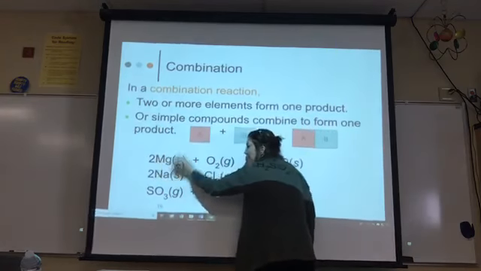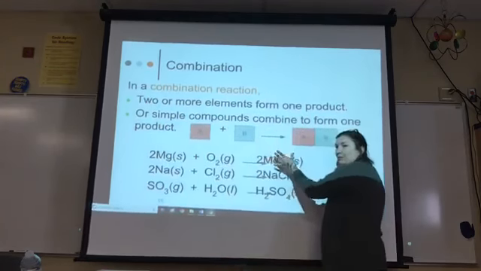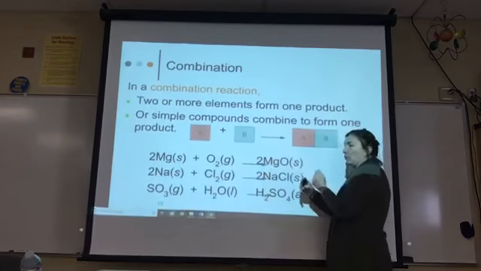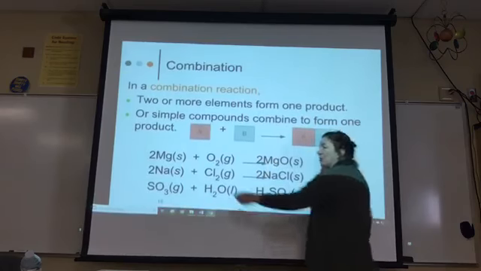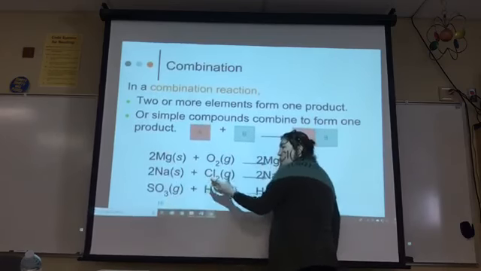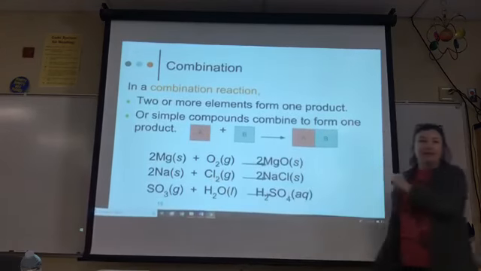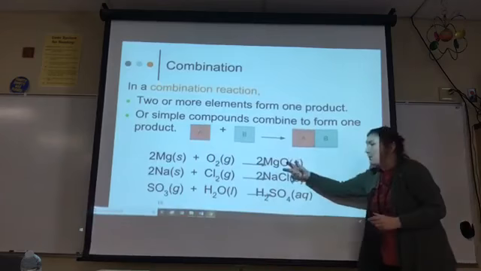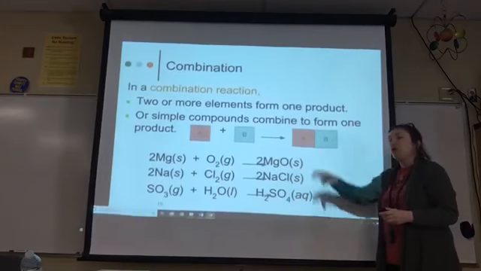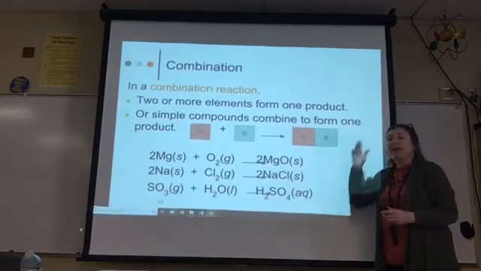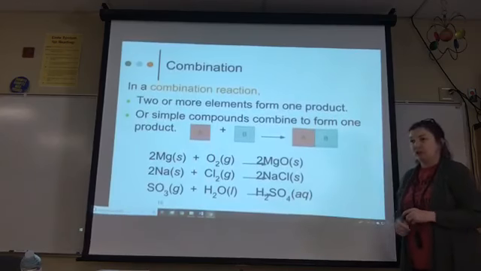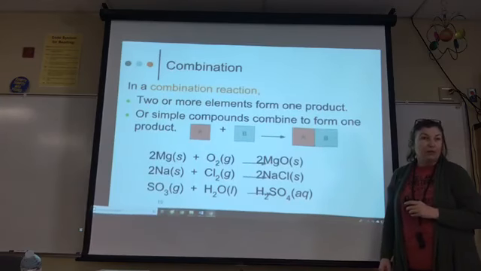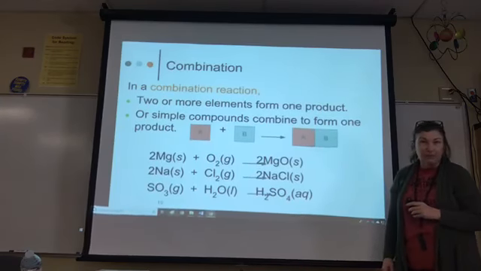So magnesium plus oxygen makes magnesium oxide. Sodium plus chlorine makes sodium chloride. Now here's a couple of compounds. Sulfur trioxide plus water yields sulfuric acid. So the thing they all have in common: one product, one product, one product. When you see one product being formed, it must be a combination reaction. Must. And you must recognize that. Does that make sense? Yes?